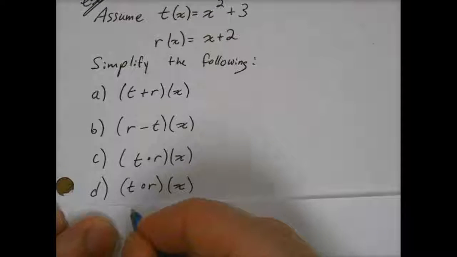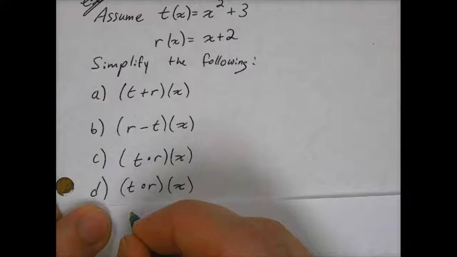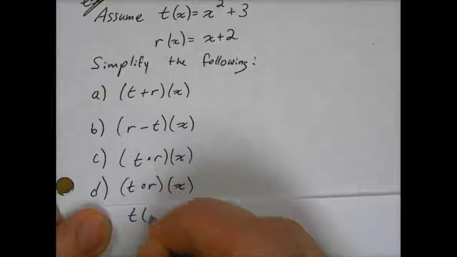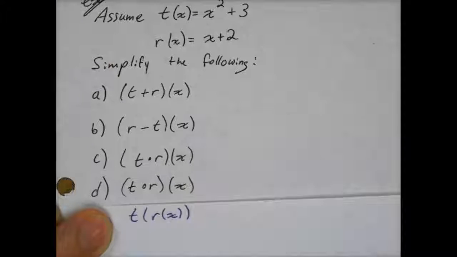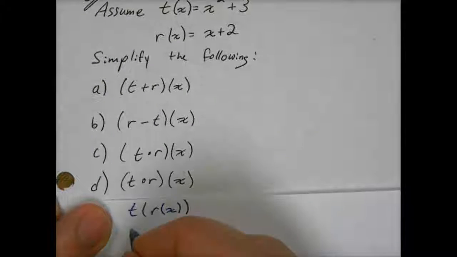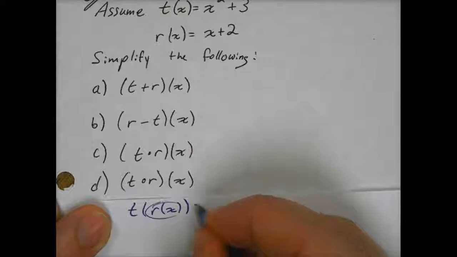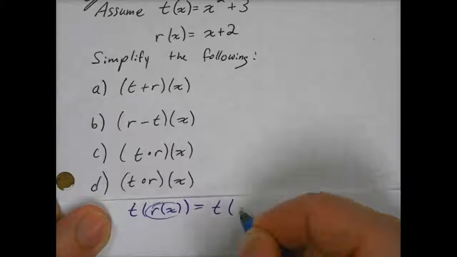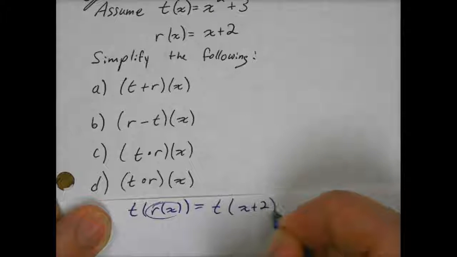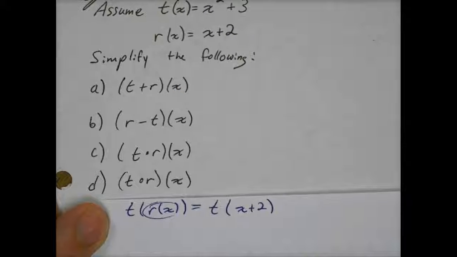So now we have, again, pay attention to order. T of r of x. So take your r of x function, substitute it into that spot. So this is the same thing as t of x plus 2. All right, here's where it gets a little strange.